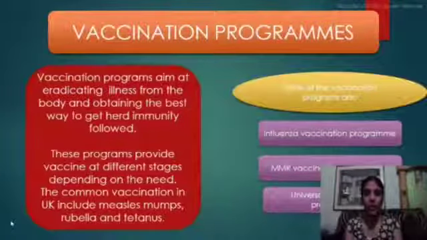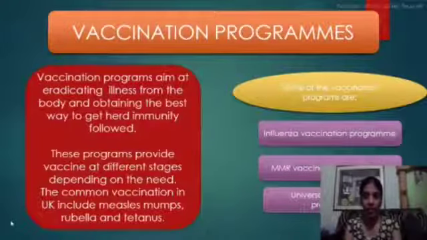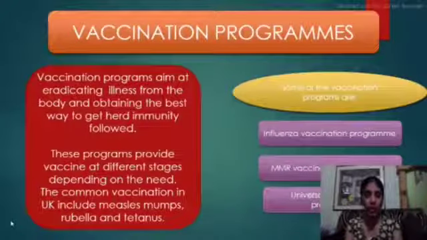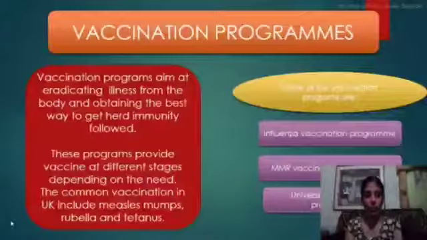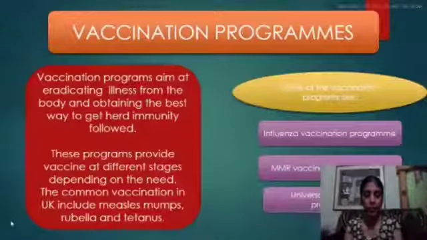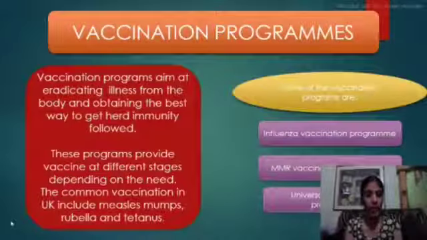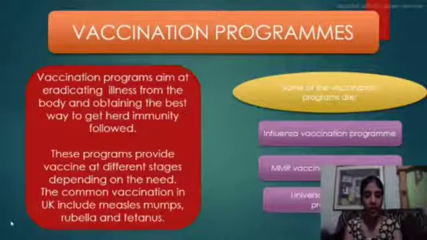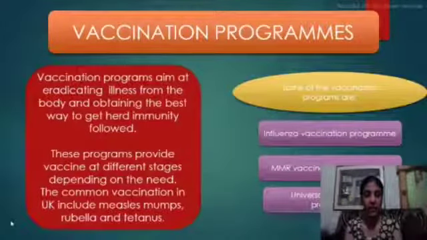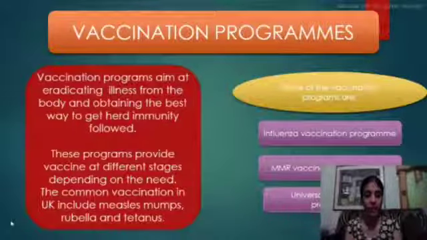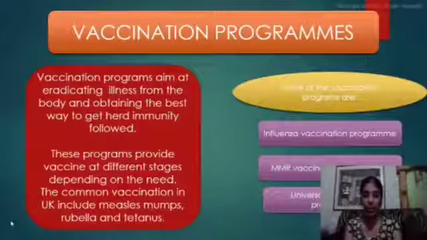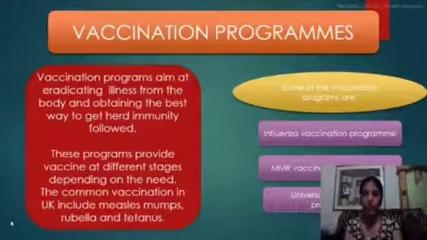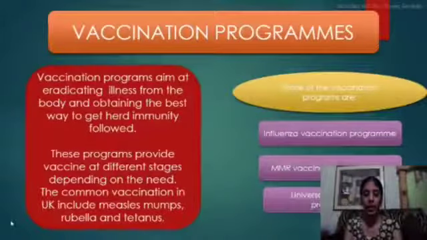So how is vaccination provided to people? It's through vaccination programs. So what are these? These programs aim at eradicating illness from the body and achieving herd immunity. These programs provide vaccines at different stages depending on the need. Common vaccinations include measles, mumps, and tetanus, and some of the vaccination programs are the influenza vaccination program and the MMR vaccination program.